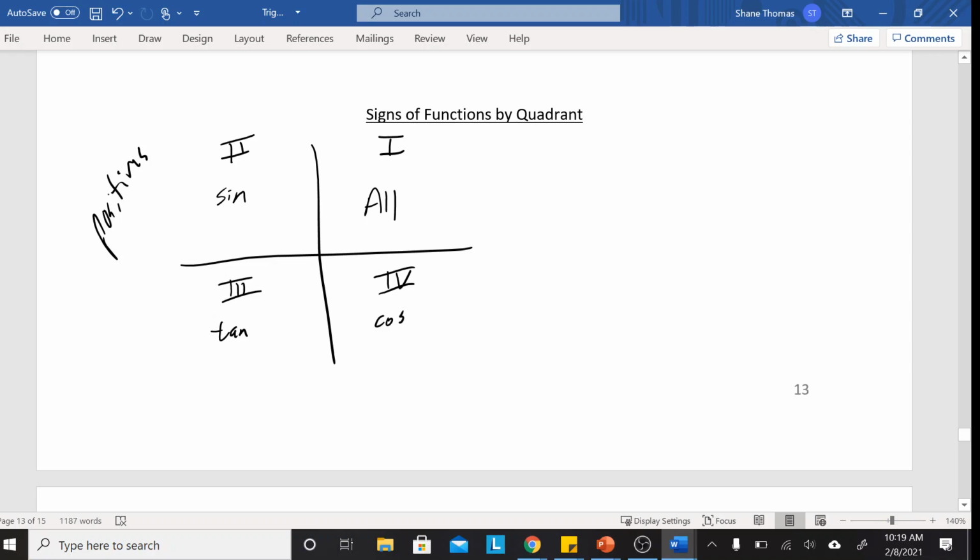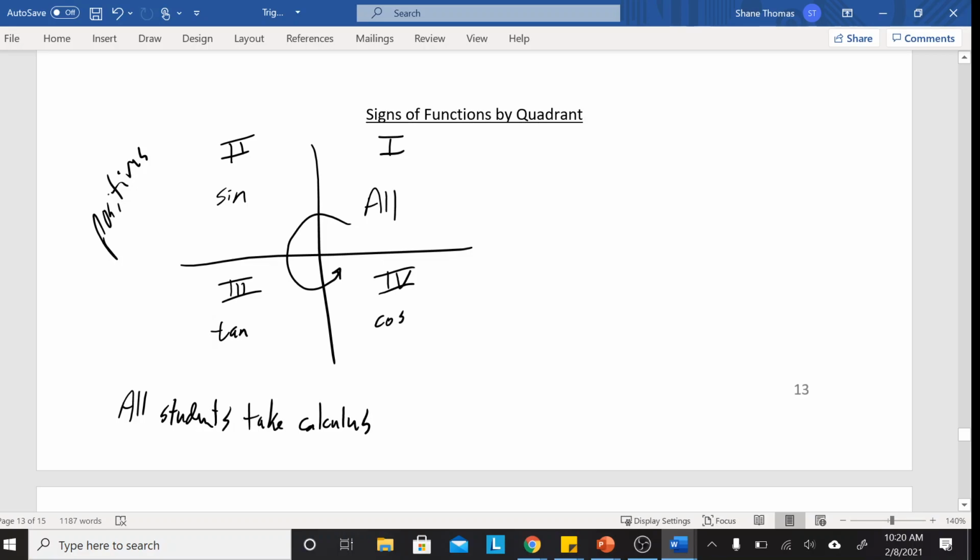Now, one way to remember that is a little phrase: all students take calculus. Let's go in this direction. All students take calculus. So what this means is no matter what the angle, if it's in quadrant 2, your sine is going to be positive, cosine and tangent will be negative. If your angle is in quadrant 3, tangent is going to be positive, sine and cosine will both be negative.